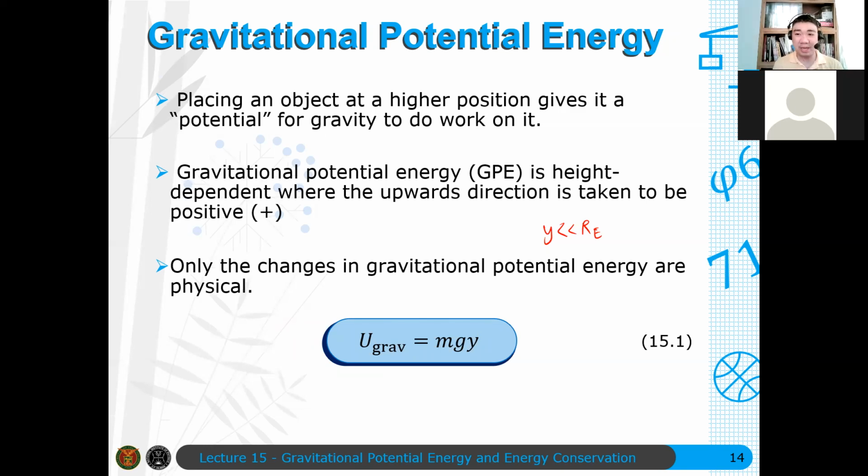Hindi nagba-matter usually kung saan mo set yung 0. We will see that when we solve problems in gravitational potential energy. Hindi nagba-matter yung absolute values ng gravitational potential energy. The only thing that matters is the change in the gravitational potential energy, not the absolute value or the actual value of the gravitational potential energy at a particular point.